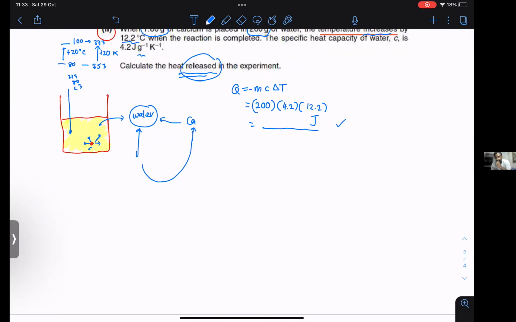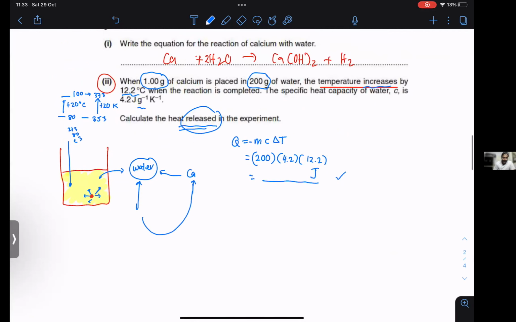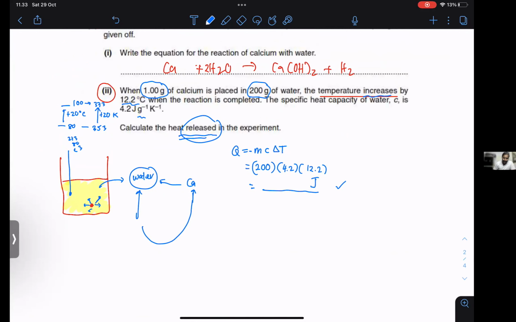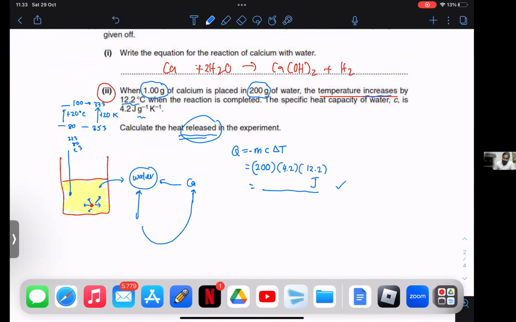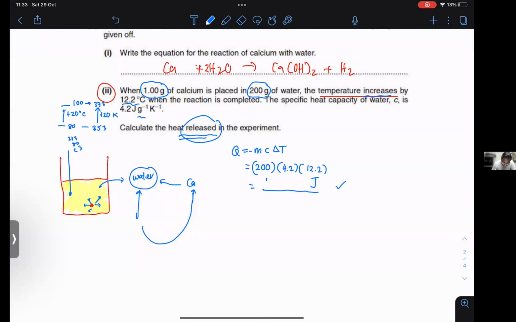Can you guys calculate this quickly for me? 10248. Am I correct? So no decimal. Is this correct, Wilson? 10248. Yes. Okay, so you can change it into kilojoule if you want.